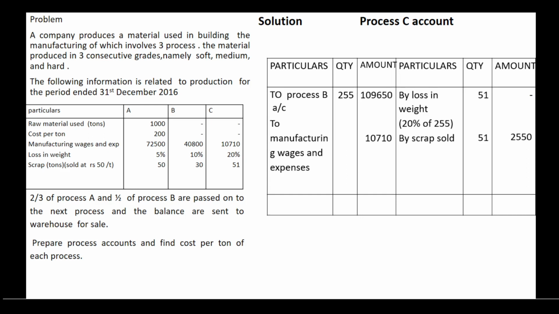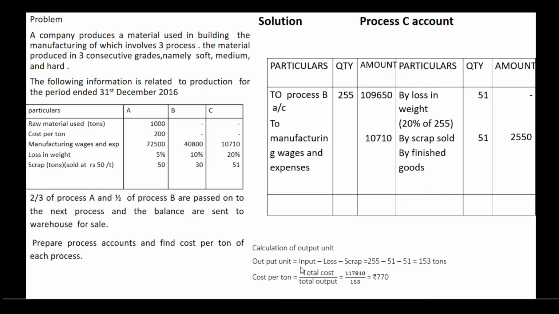So now the process C output units. All these tons are transferred to the finished goods account, because the process C account is the final account, by finished goods. But here we calculate the quantity and amount. So it is calculated as input minus loss minus scrap. The input units are 255 units, losses 51 and the scrap is 51. So now the output units are 153 tons.